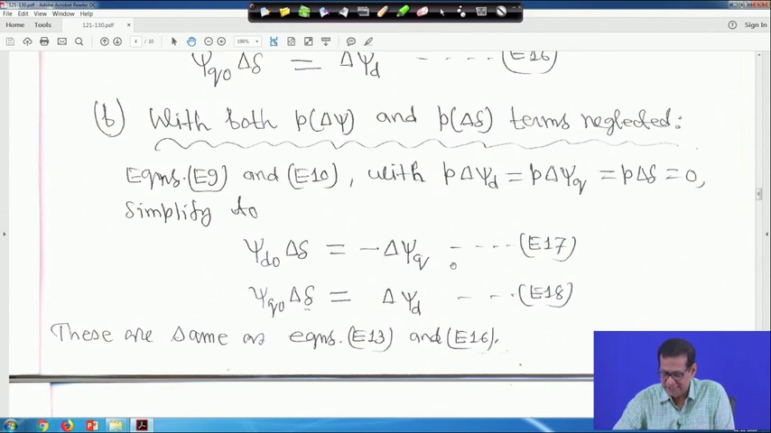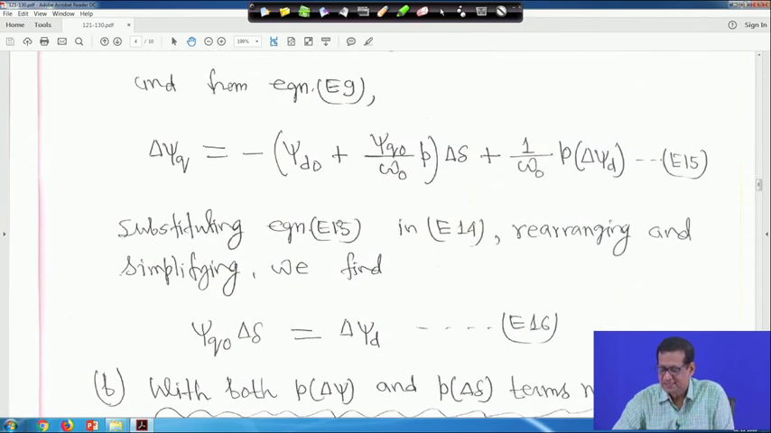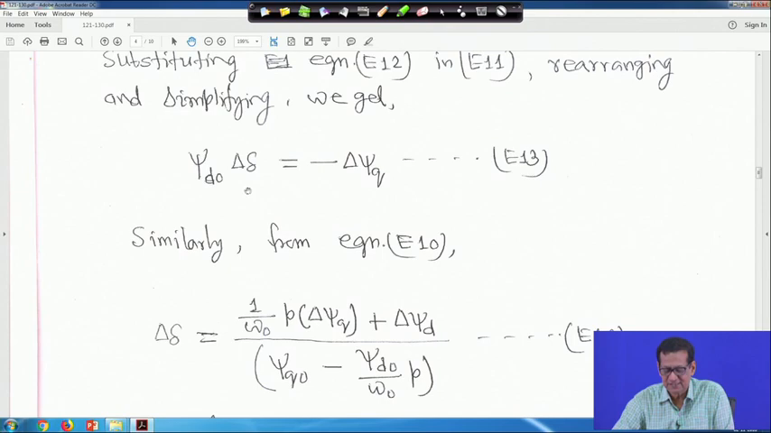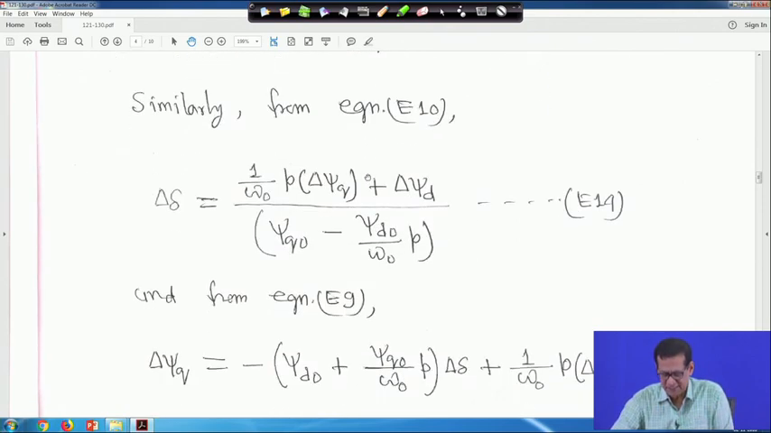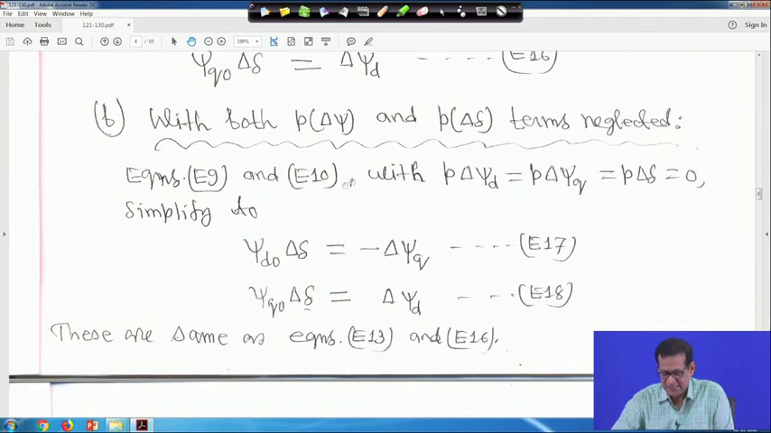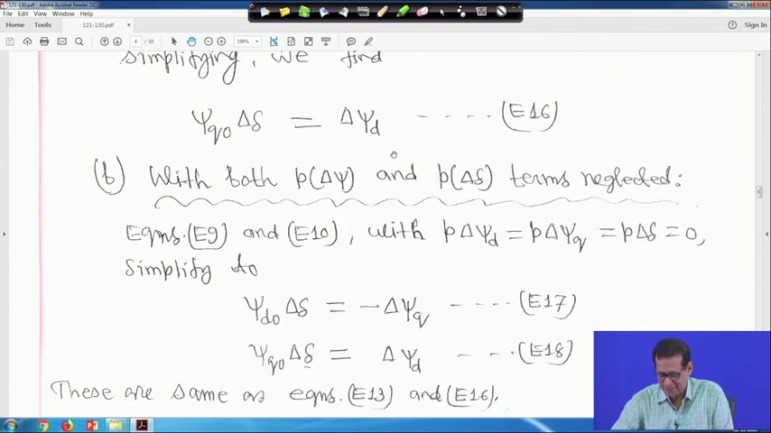If you go to E13 and check with E17, this is your equation E13, psi d 0 delta delta equals minus delta psi q, and this is your E17, psi d 0 delta delta equals minus delta psi q. They are the same. Similarly, psi q 0 delta delta equals delta psi d in both of these, so these two are the same. So, including these terms or neglecting them, they appear to be the same thing.